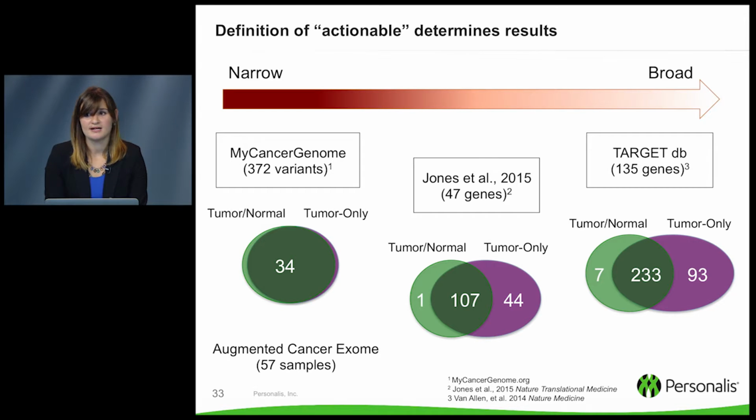So we repeated this analysis by looking at filtered variants in actionable genes as defined by the Jones et al. paper, 2015, as well as by the TARGET database. Here, using these broader sets of actionable genes, although there is still high concordance between both methods, we do start seeing that the tumor-only analysis calls extra variants that would have been deemed germline if the matched normal had been available.